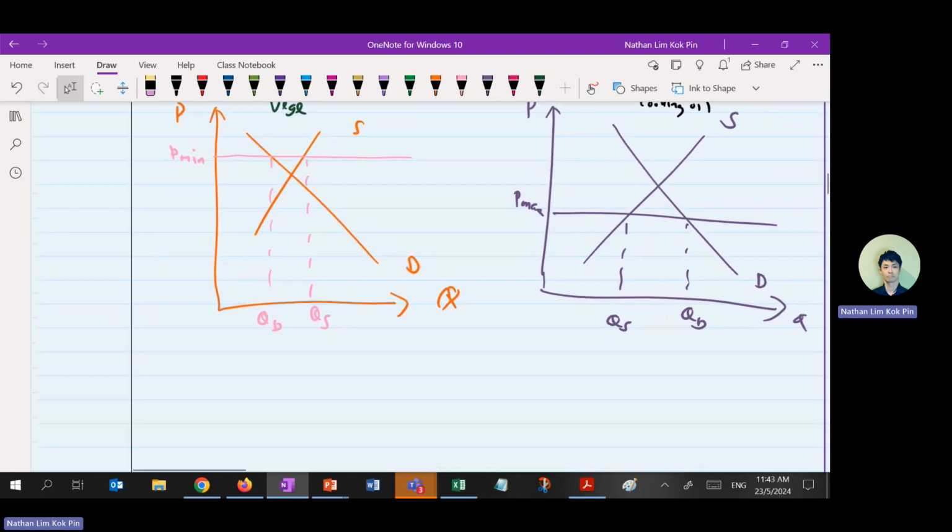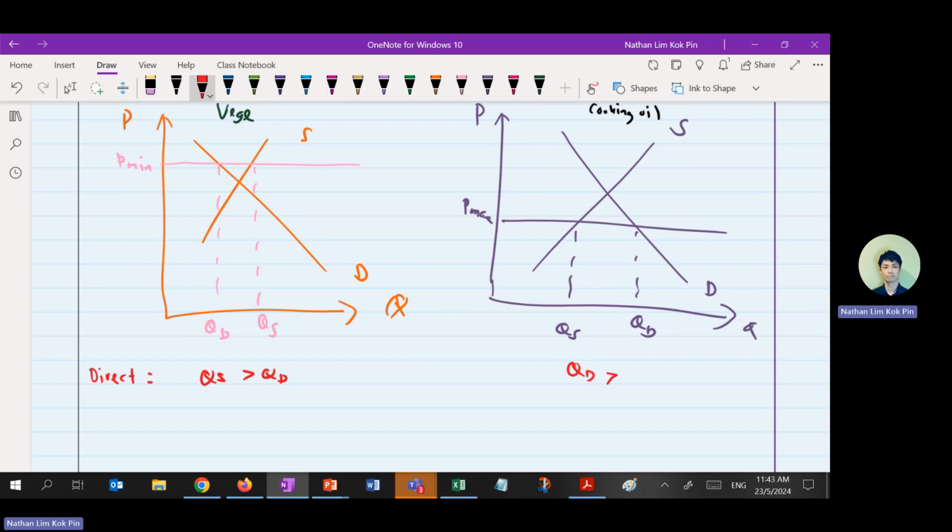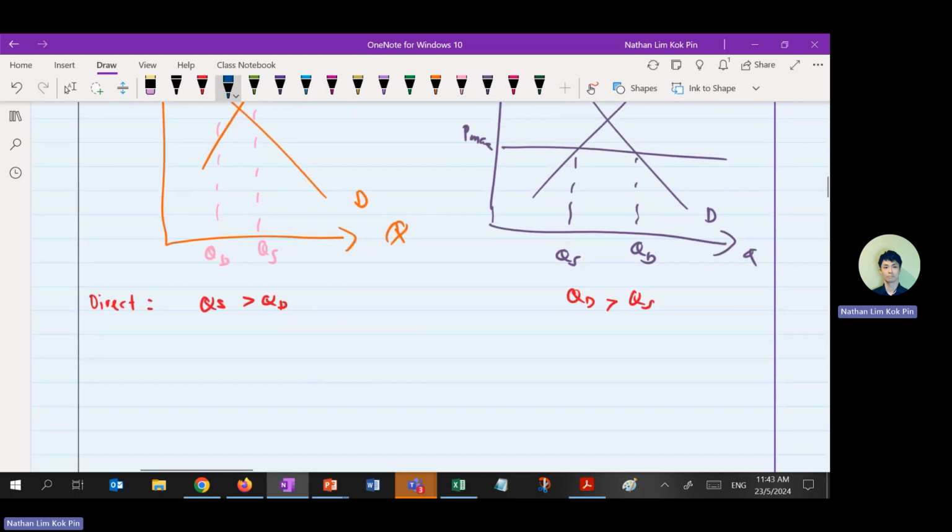Okay. Next one is what? Effects. Direct. What's the direct effect? This one is QS greater than QD. For this one is QD greater than QS. Make sense? Next one is indirect effect.